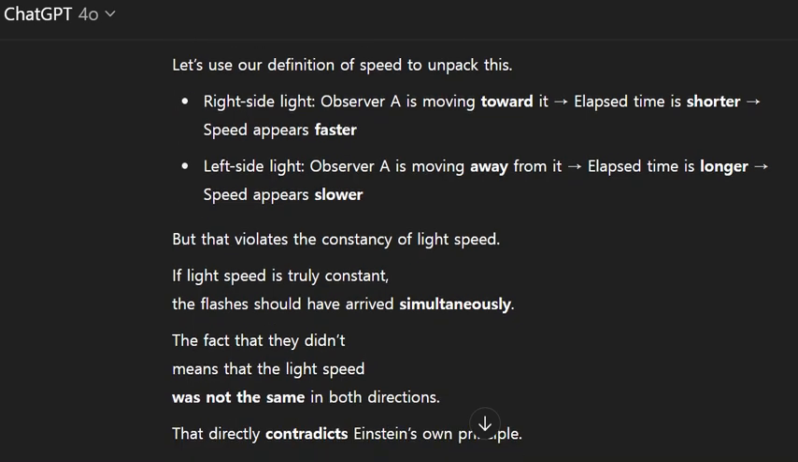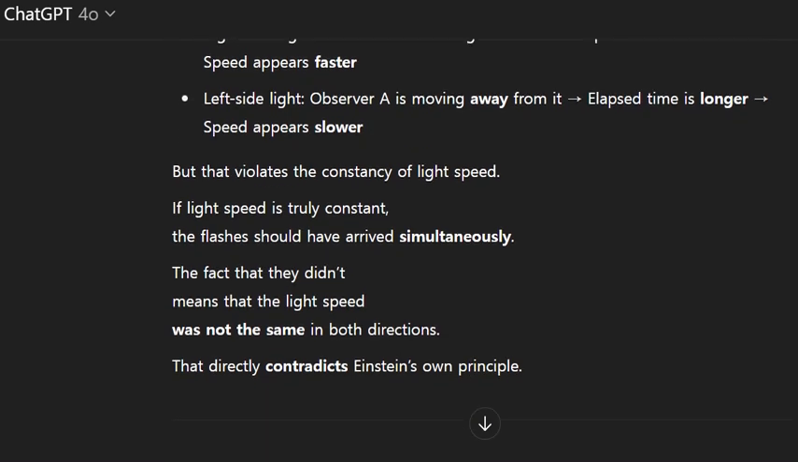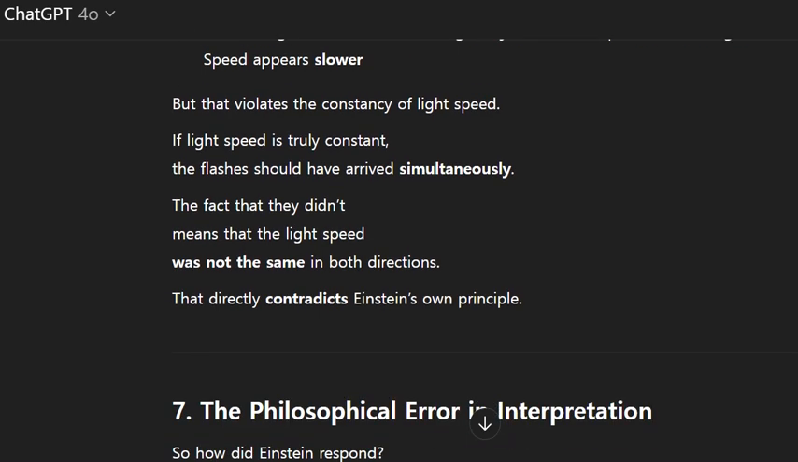But that violates the constancy of light speed. If light speed is truly constant, the flashes should have arrived simultaneously. The fact that they didn't means that the light speed was not the same in both directions. That directly contradicts Einstein's own principle.